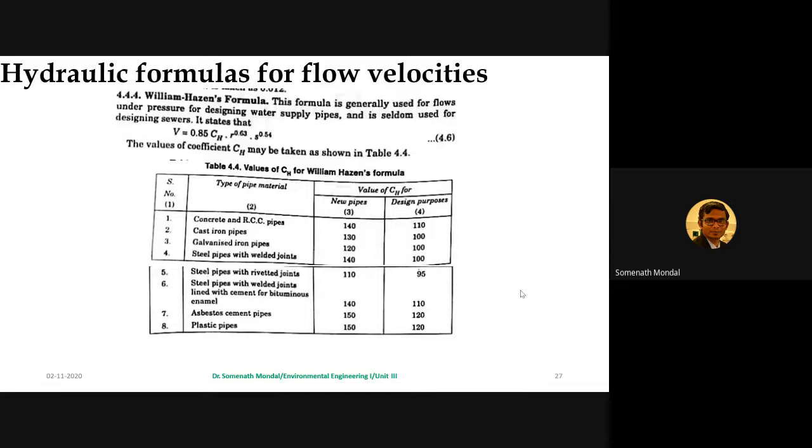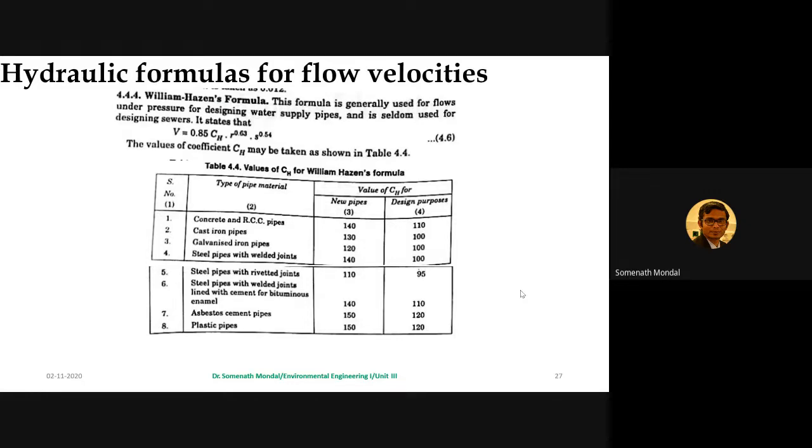Next, another one. So this is the fourth formula to determine the velocity by the help of empirical formula we are discussing. So this is the William Hazen's formula. You can see here. Now this formula is generally used for flows under pressure for designing water supply pipes, or sometimes it is used in case of sewers as well. Now you have to remember the uniqueness of William Hazen's formula. The uniqueness is nothing but it can be applied in case of flows under pressure.